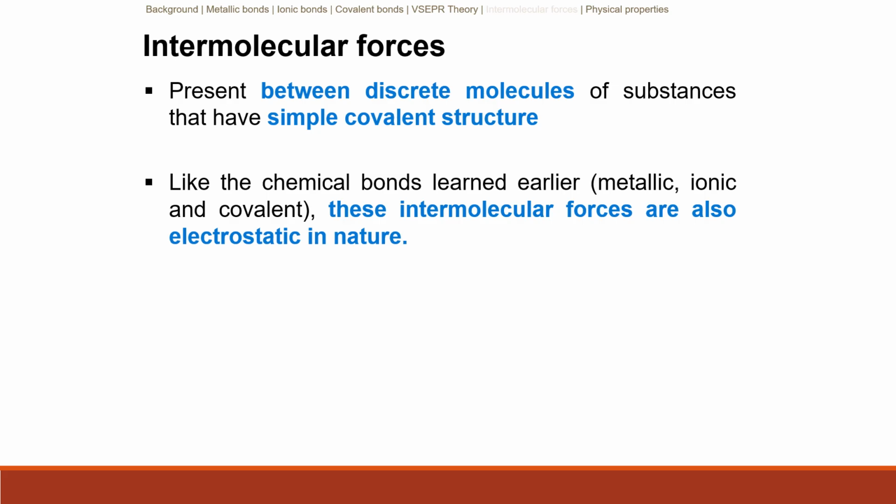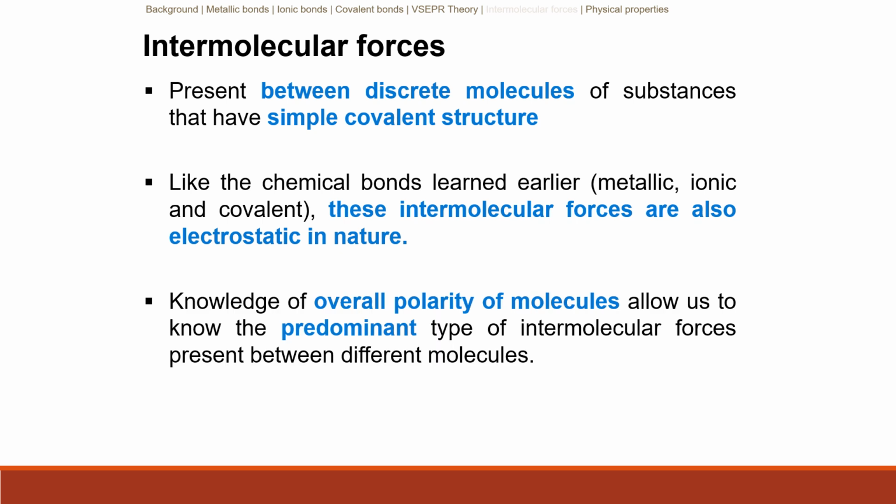When we speak of electrostatic, this means that the attraction is between particles that carry opposite charges. So previously, you also learned about overall polarity of molecules based on shape. Knowing this would then allow us to know the predominant type of intermolecular forces that is present between different molecules. Why do we say it's predominant? Because sometimes there may be more than one type of intermolecular force that exists. So we need to recognize which is the predominant or more obvious one.